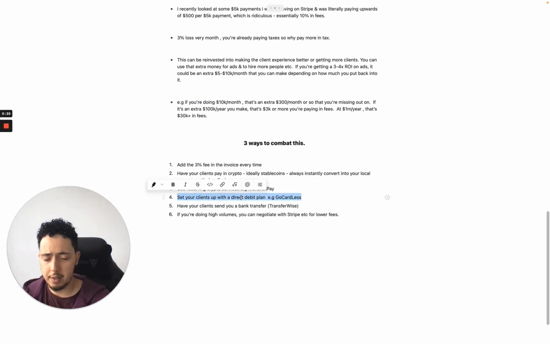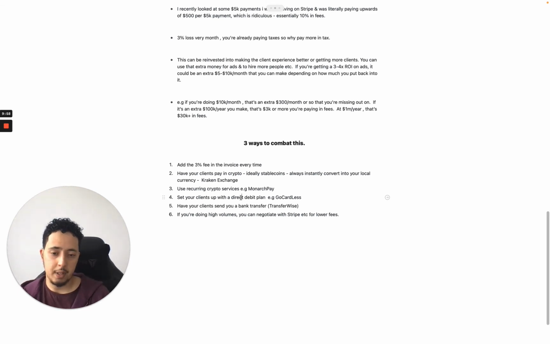Number 4, this is probably the best one, especially if you do recurring, by the way, is to set up a direct debit plan with them. Or you can do ACH or fast payment if you do a one-time payment, and you essentially send them a link and then they can pay through the bank app instantly. But direct debit is even better because they just give you their information online, exactly the same thing as filling out a card form.